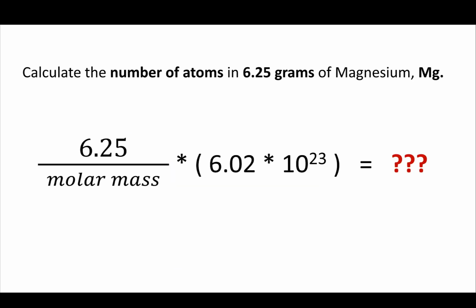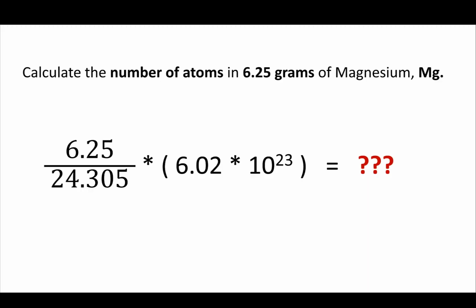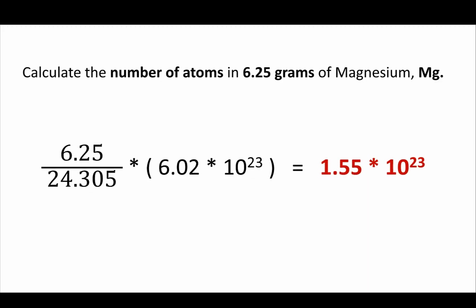Now, dividing by the molar mass of magnesium isn't easy unless we know what the molar mass of magnesium is, so let's look it up. It's 24.305. So that number goes here. Put this into a calculator, and you will get 1.55 times 10 to the 23rd power. So that's the answer. This is how many atoms there are in 6.25 grams of magnesium.